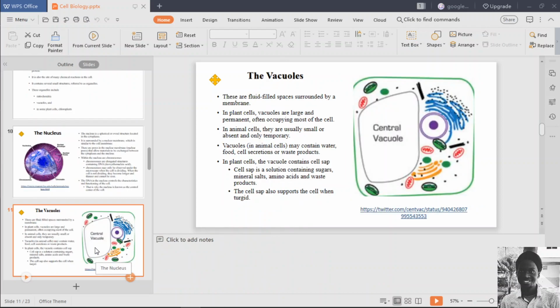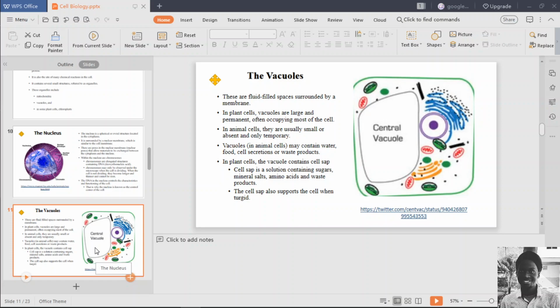Now, the vacuoles are fluid-filled spaces surrounded by a membrane. If you notice, most of the organelles have a membrane around them, so we call them membrane-bound organelles. In plant cells, vacuoles are large and prominent. They're central most of the time, and they often occupy most of the cell. In animal cells, however, they are usually small or absent and only temporary. So whereas the vacuole in plant cells is prominent, the vacuoles in animal cells are temporary.